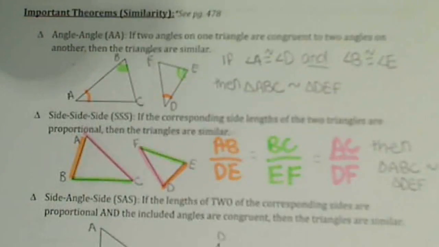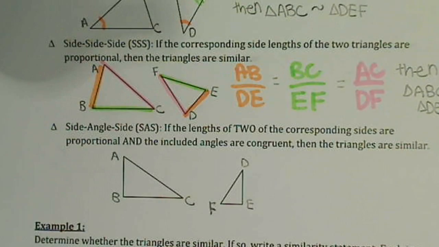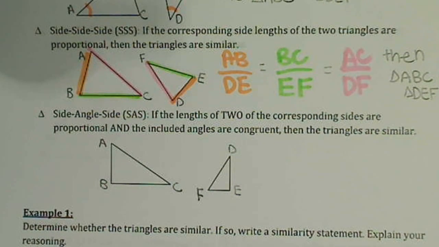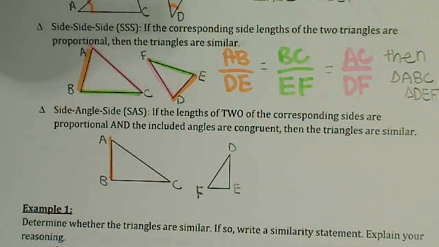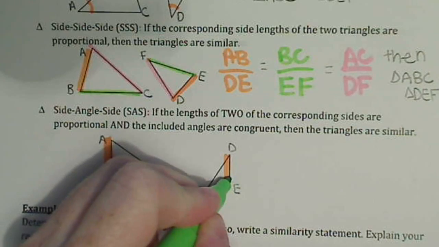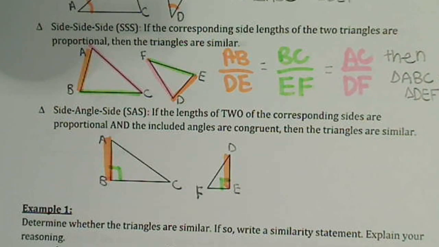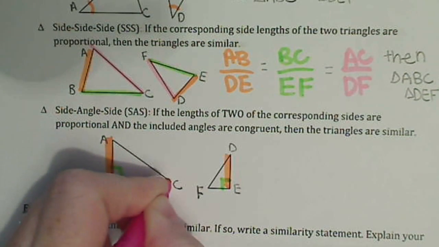The last one is side-angle-side. Again, this one is not proving that they are congruent. It's proving that they are similar. So you have a side, AB. Let's say its corresponding side is DE. You have an angle in between. Let's do angle B and angle E. Those two are right angles. And then you have another side, the side on the other side of the angle.